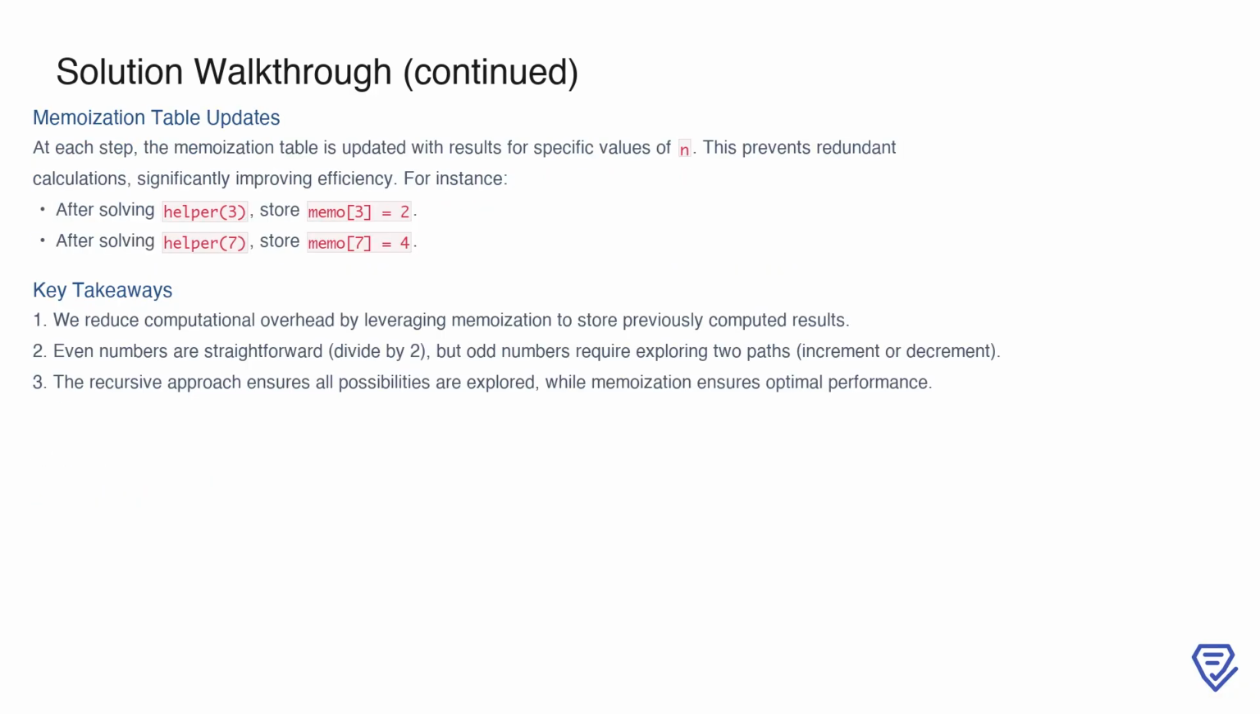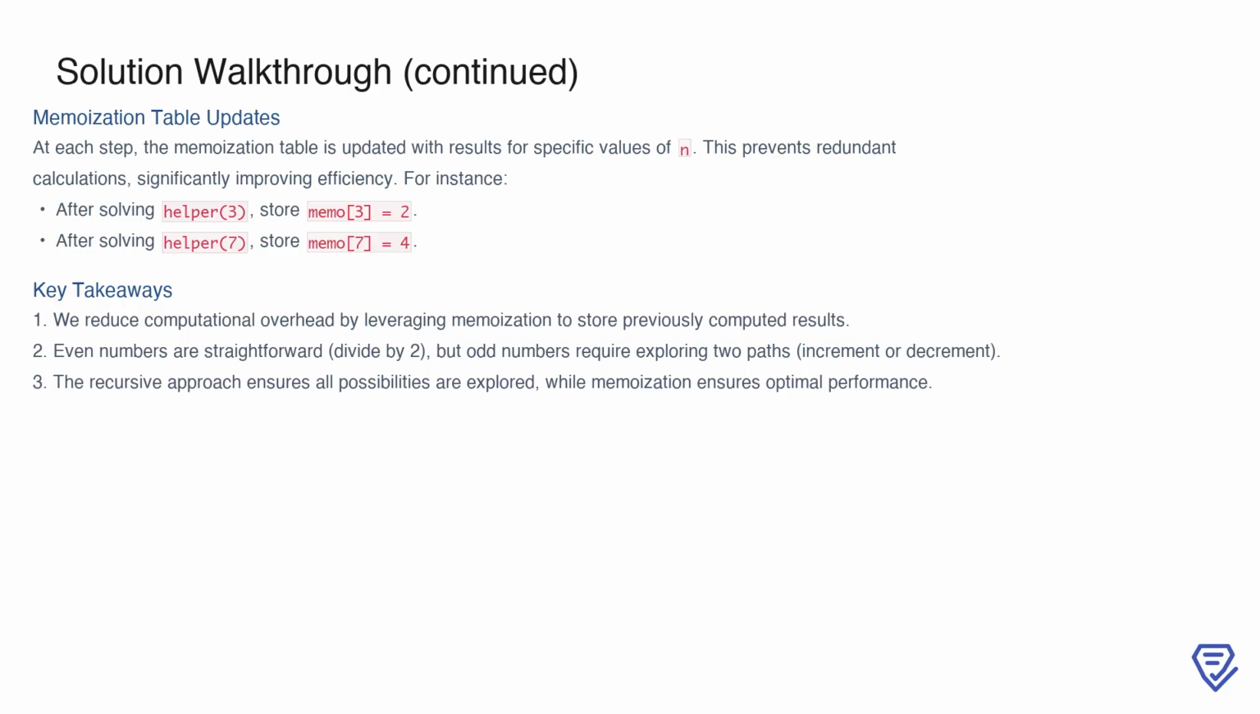Throughout these examples, we've been updating the memoization table as we go. For instance, when we calculate helper 3, we store memo 3 equals 2, and for helper 7, we store memo 7 equals 4. This ensures we don't repeat computations for these values in the future, saving significant time.